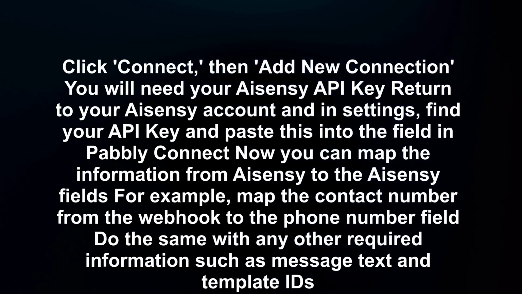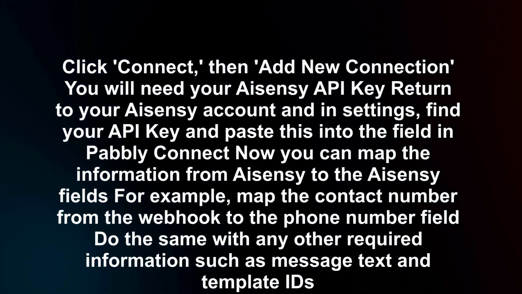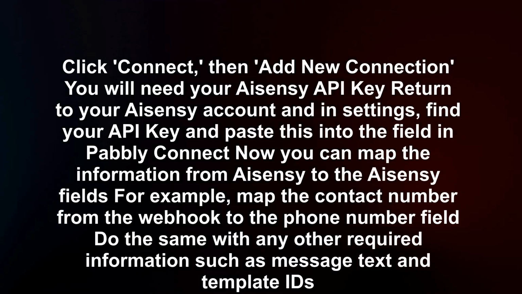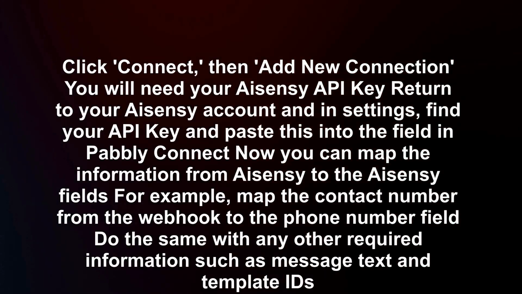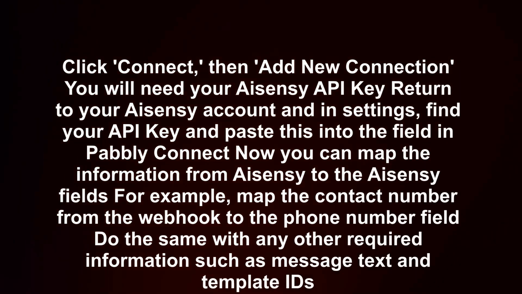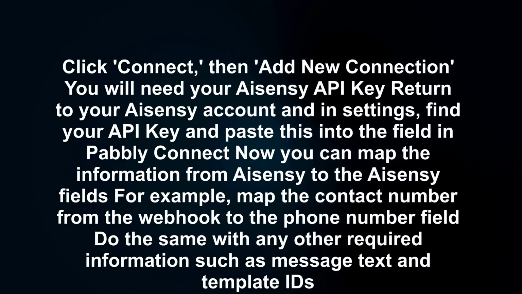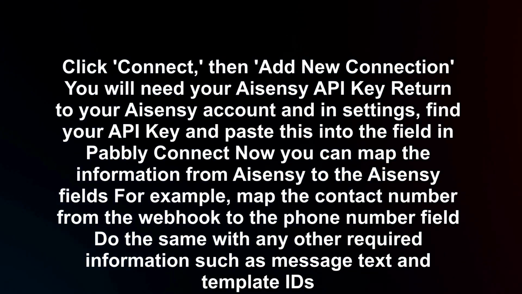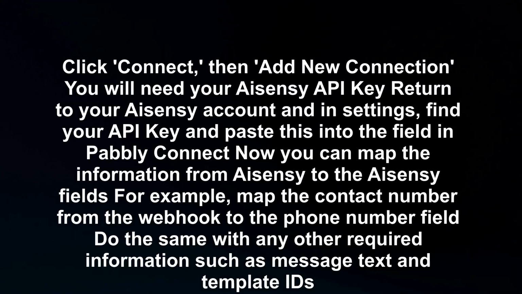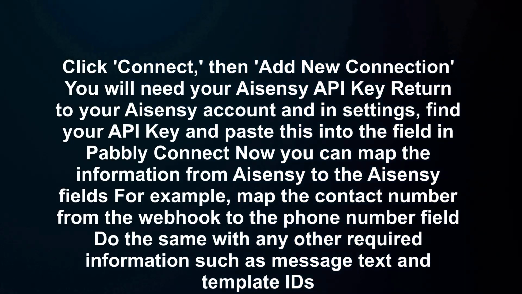You will need your Aisensy API key. Return to your Aisensy account and in Settings, find your API key and paste this into the field in Pabbly Connect. Now you can map the information from Aisensy to the Aisensy fields. For example, map the contact number from the webhook to the phone number field. Do the same with any other required information such as message, text, and template IDs.